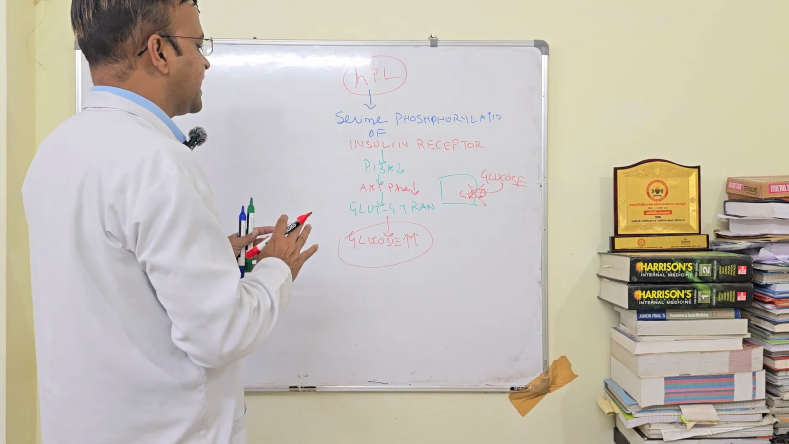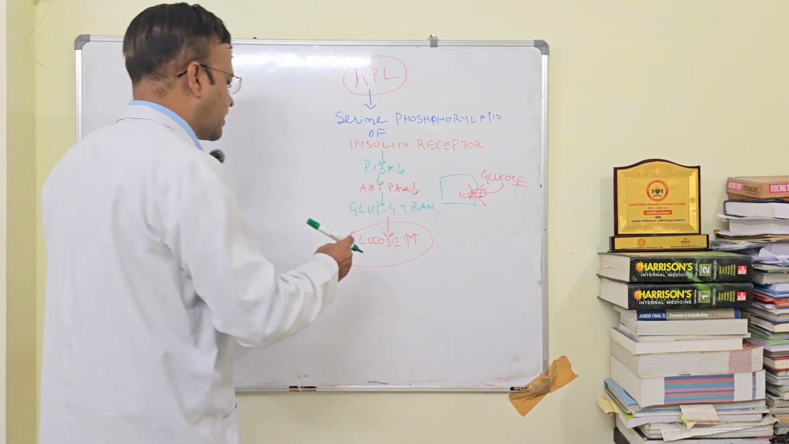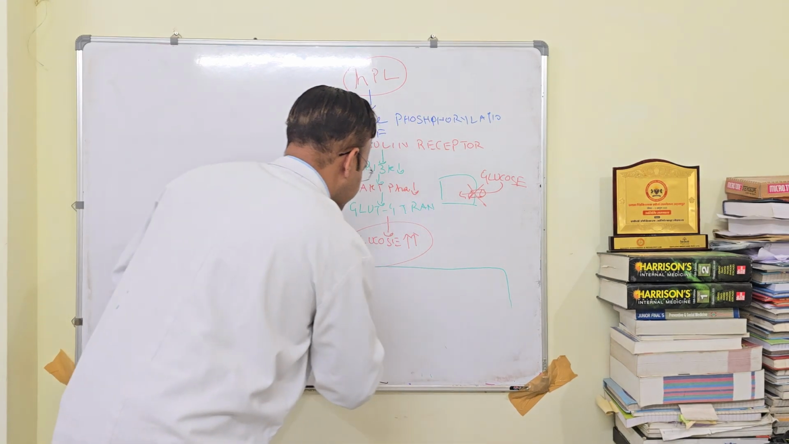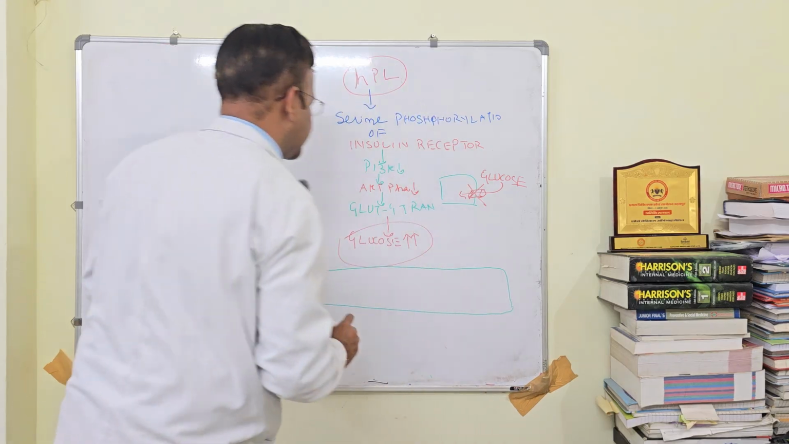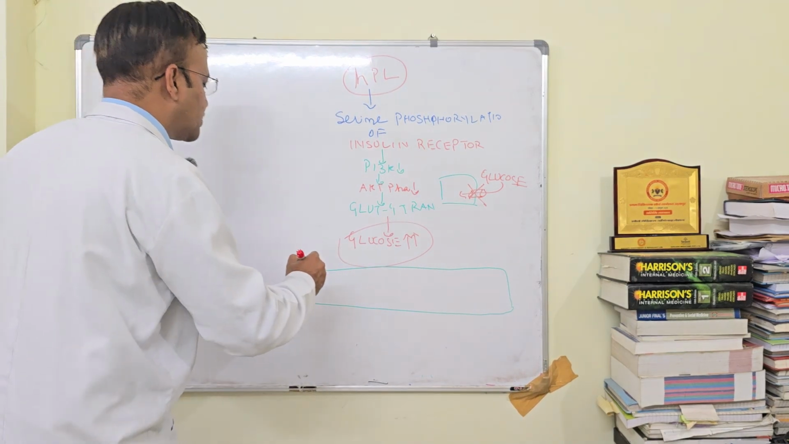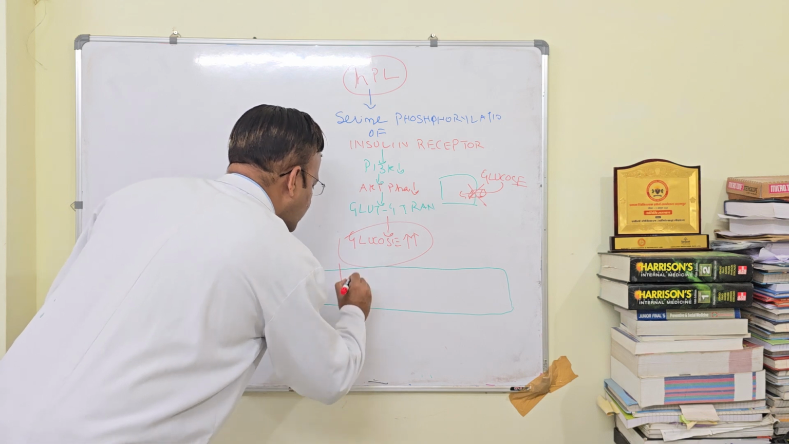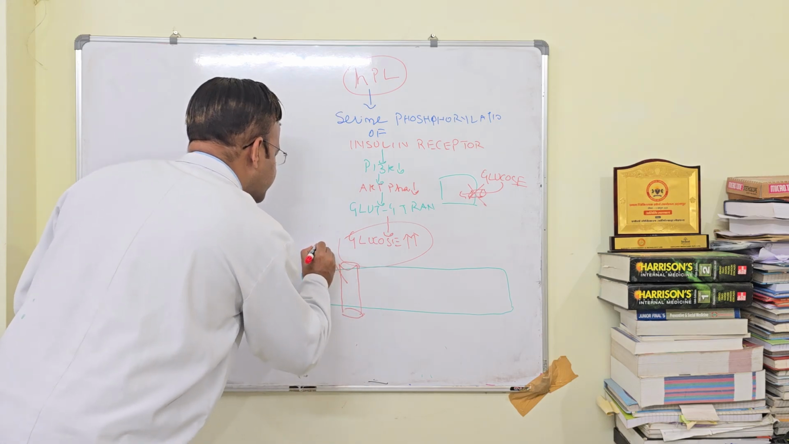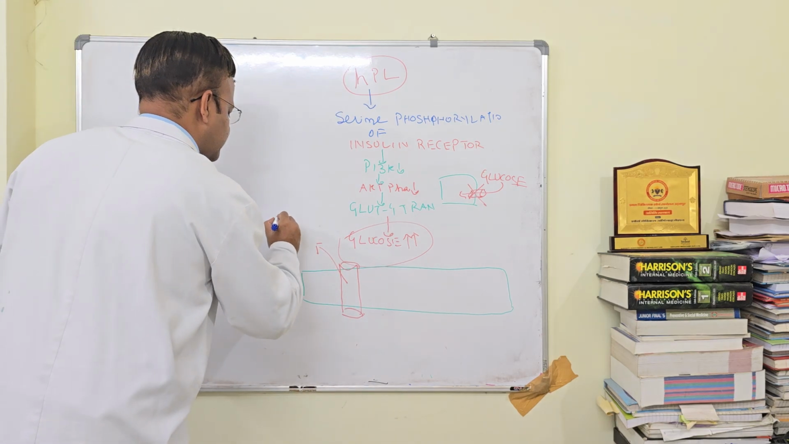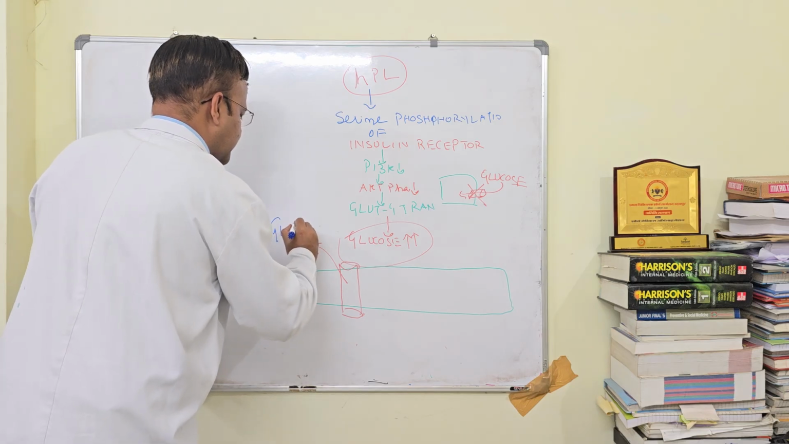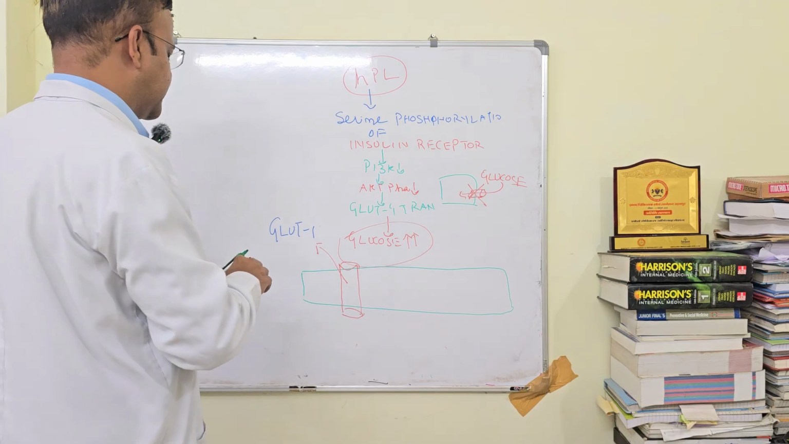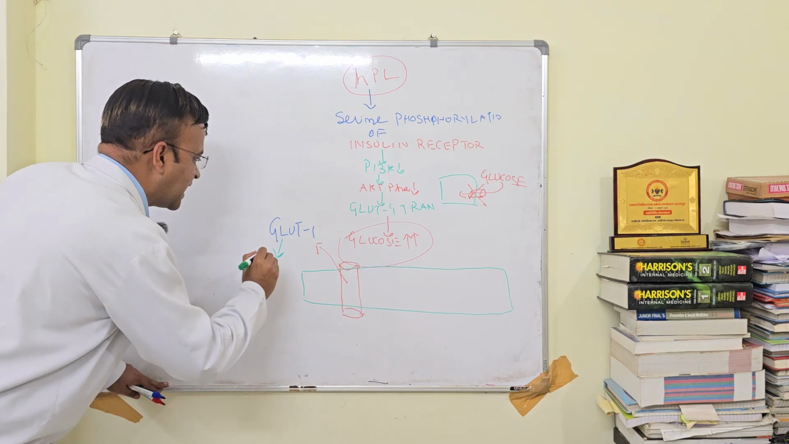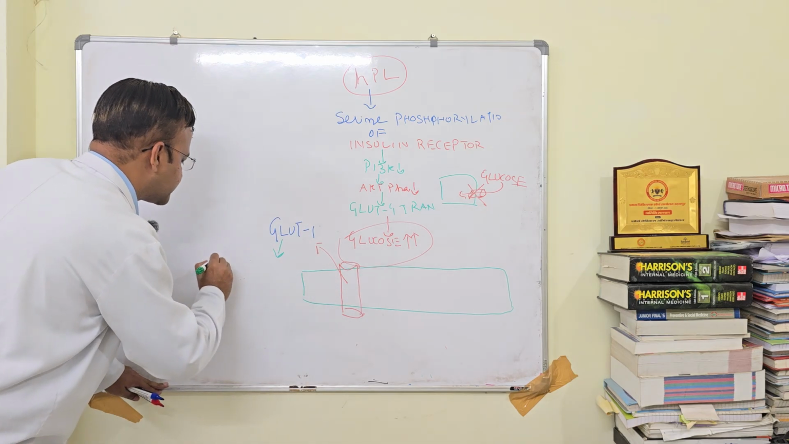Now, once this glucose level increases in maternal blood, of course it will try to cross the placenta. Let's draw the placenta over here. It will cross the placenta through the GLUT1 transporter. Now here is the catch. It's a kind of facilitated diffusion. And facilitated diffusion means what? That it is directly dependent on the concentration gradient.